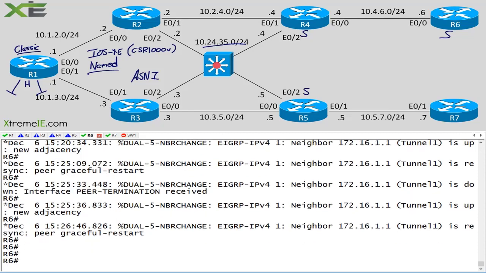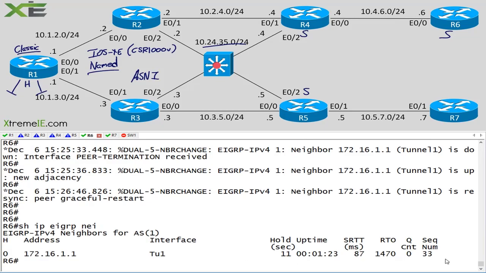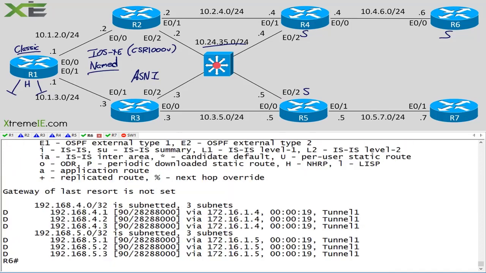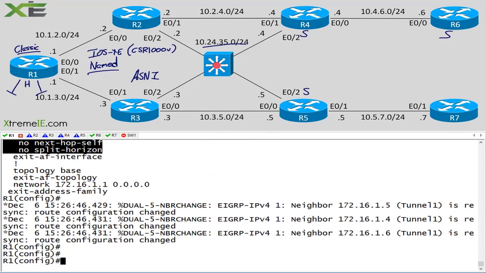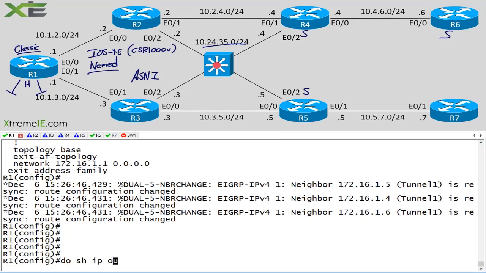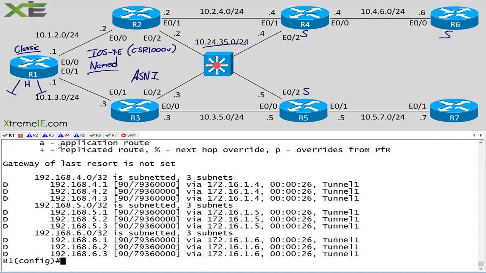So let's go over to R6 and say show IP EIGRP neighbors. Let's validate we still have a neighbor. That's good. Let's say show IP route EIGRP. So we have router 4 and router 5's loopbacks. Router 1 should have all of them. So let's do show IP route EIGRP. We have router 4's loopbacks, router 5's loopbacks, and router 6 loopbacks. So this is a good deal.